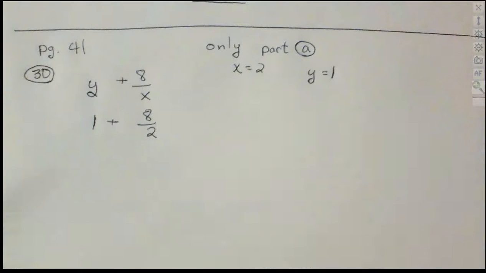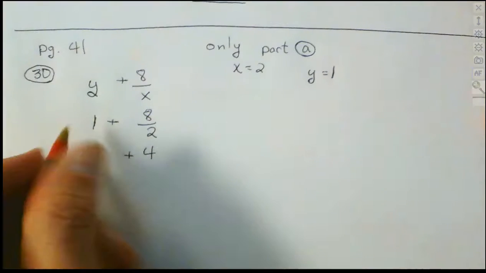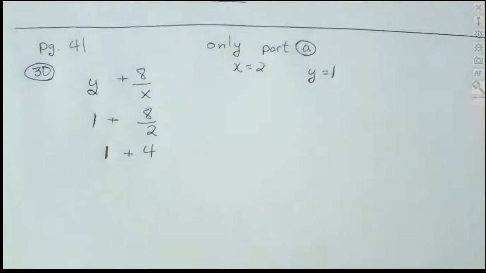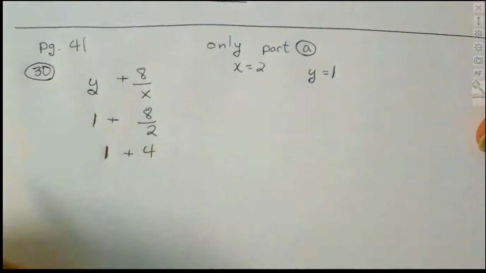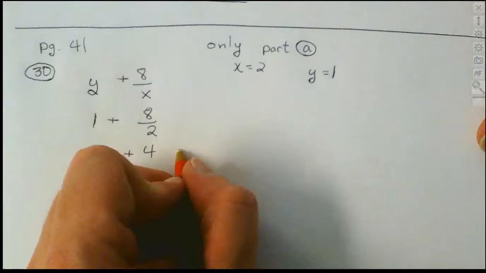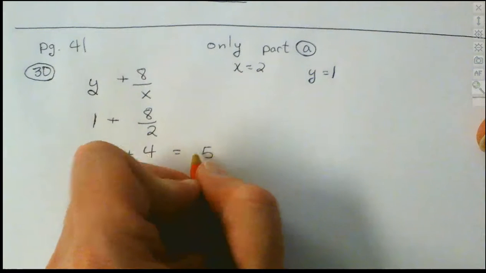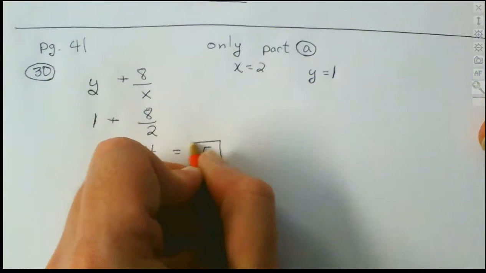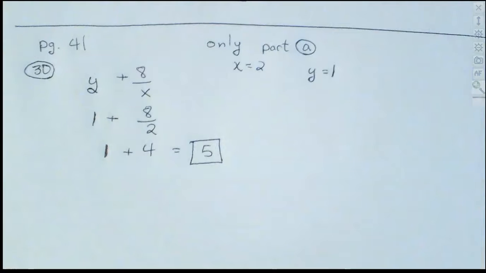Well, 8 divided by 2 is 4. Order of operations: addition goes at the end. Multiplication and division first. And now we have 1 plus 4. And 1 plus 4, what does that give you for your answer? 5. So what would your answer now be? 5. That's it. And this again is an example of an expression. Okay, and that was question number 30. That one had some fractions in it.